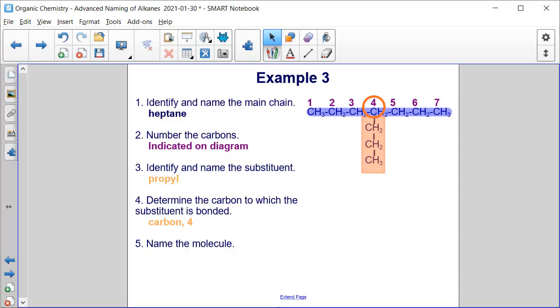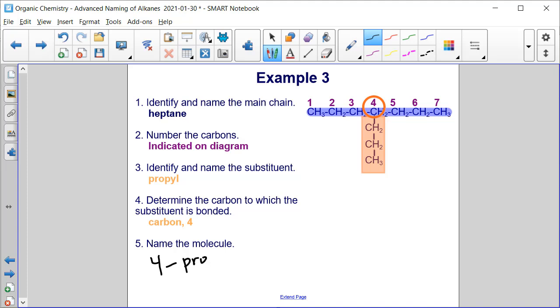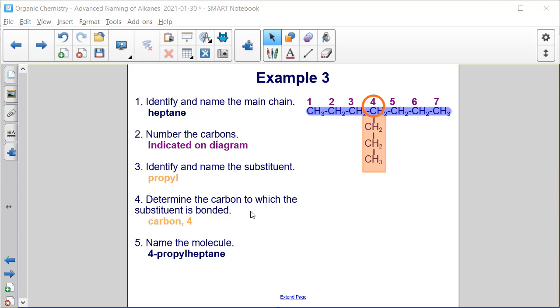All right, so the last thing we need to do is take all of our steps, all of our pre-work and thinking here, and use it to name the molecule. So we start with our substituent group, which is on carbon 4, so 4-propyl. We don't have any other substituents, so then we can just name to what this 4-propyl is bonded: our parent chain heptane. So we have 4-propyl heptane. All right, so if you like to see everything all in one place, here is every step of this example where we identified the main chain, numbered it, identified the substituent group and its number, and then finally wrote the name of the molecule, 4-propyl heptane.